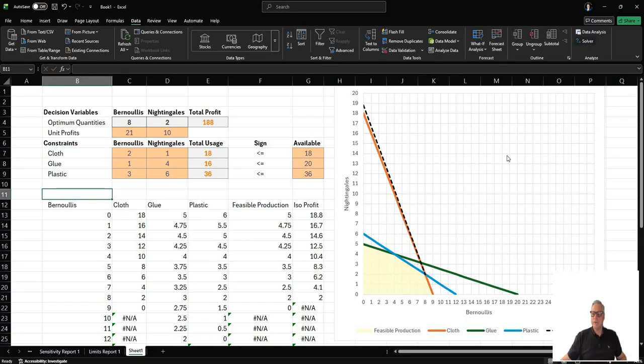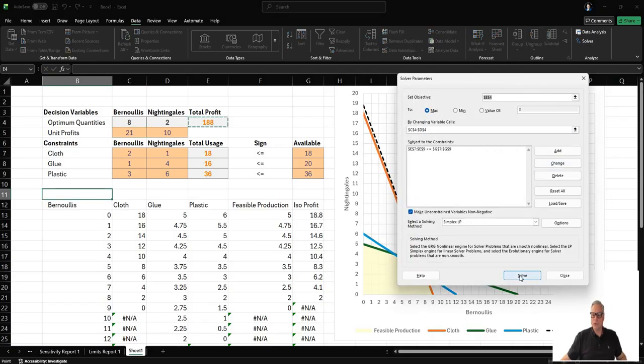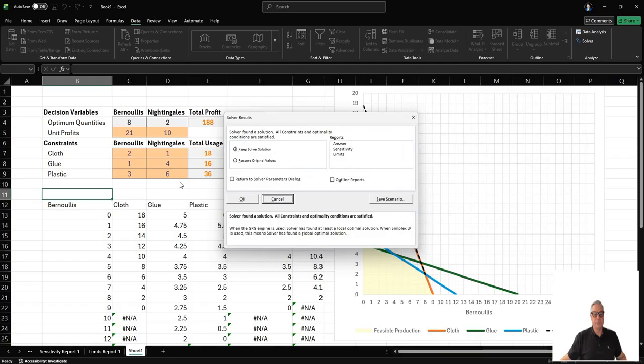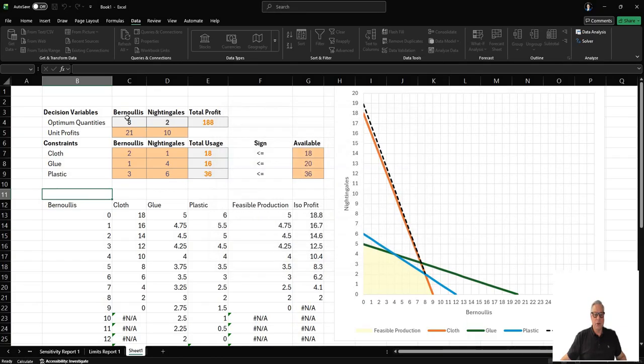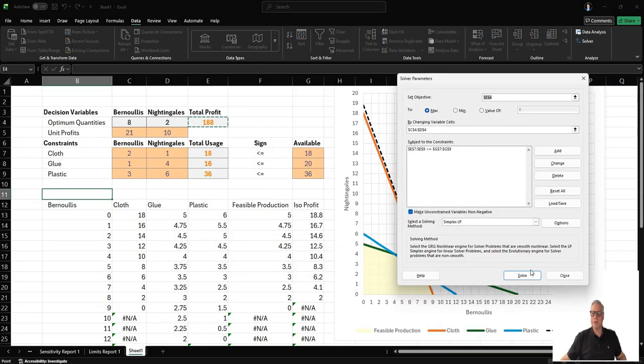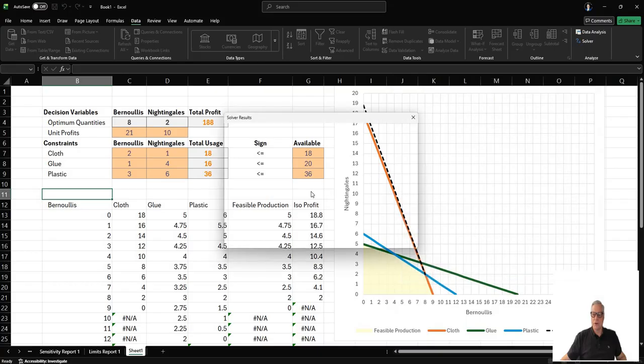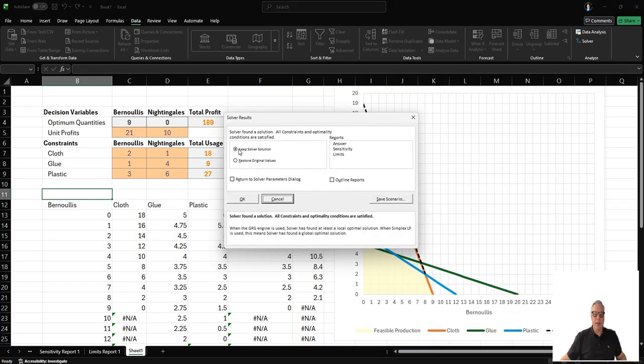Go to Solver, solve. Okay, you see now the new solution is to produce only 9 and 2. Let's do it again. Solver, solve, and then keep Solver solution. Okay.